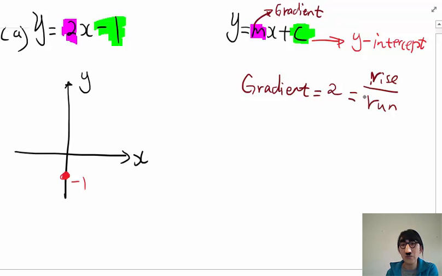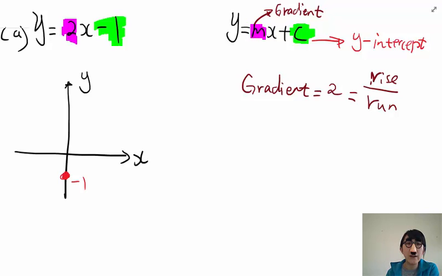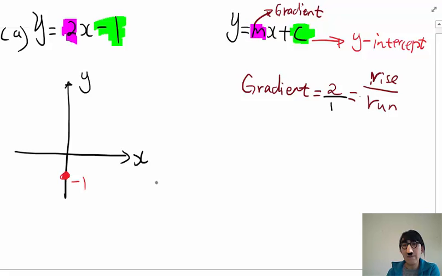So 2 equals rise over run. Now can we write 2 in fraction format? Of course we can. We assume the denominator is 1. Now the gradient 2 over 1 equals rise over run. Now we plot this rise and run on the Cartesian plane, starting with the y-intercept.